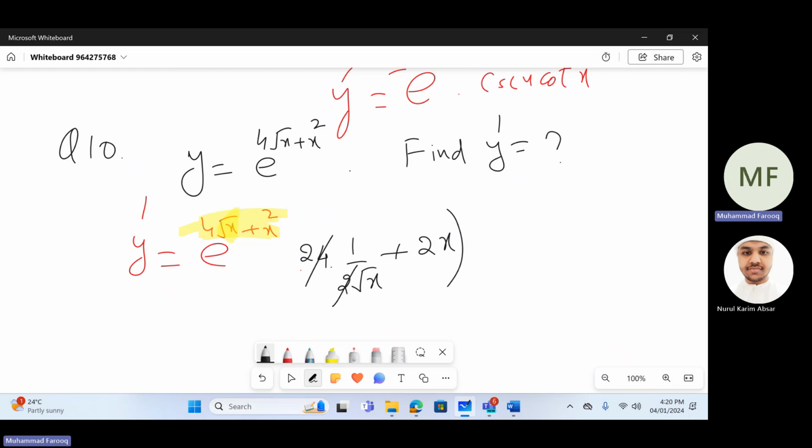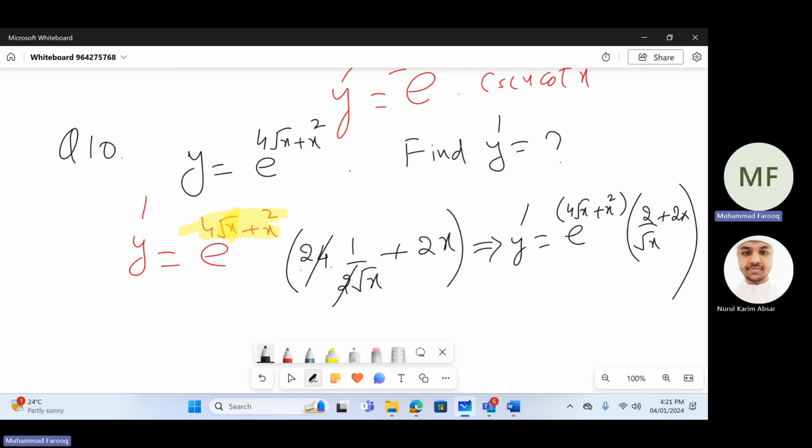So finally, you will see that y prime is equal to e raised to power 4 root x plus x squared, times 2 over root x plus 2x. And that's all. This is the derivative, please. So copy and paste the same function, multiply by the power derivative. By the power only. But only power only.